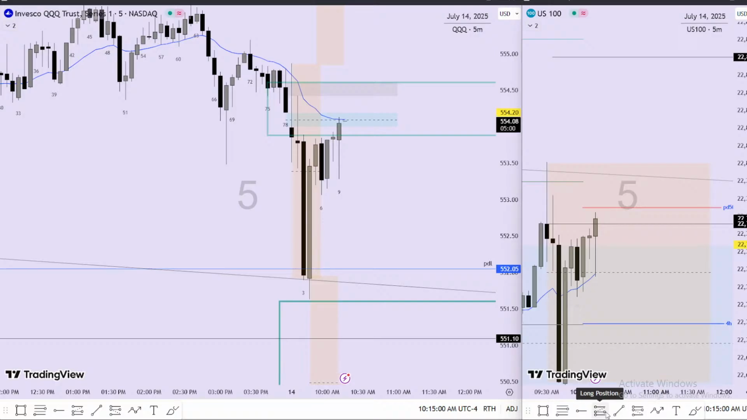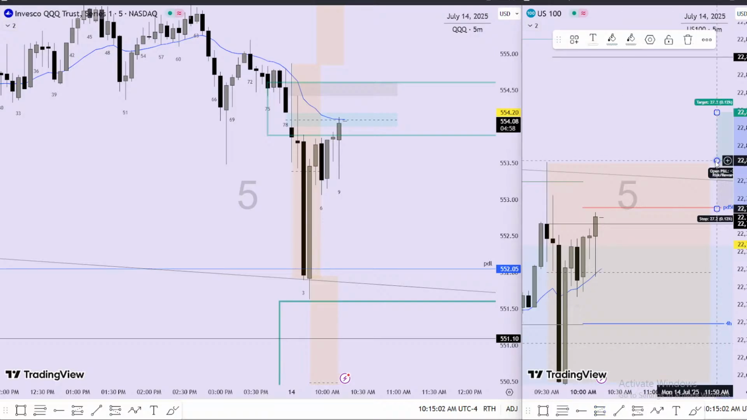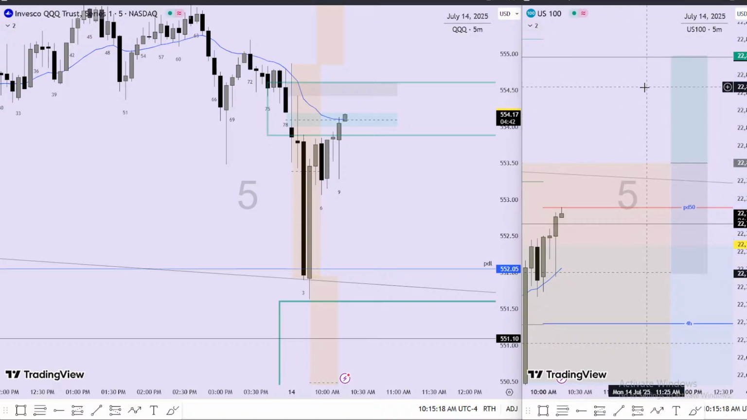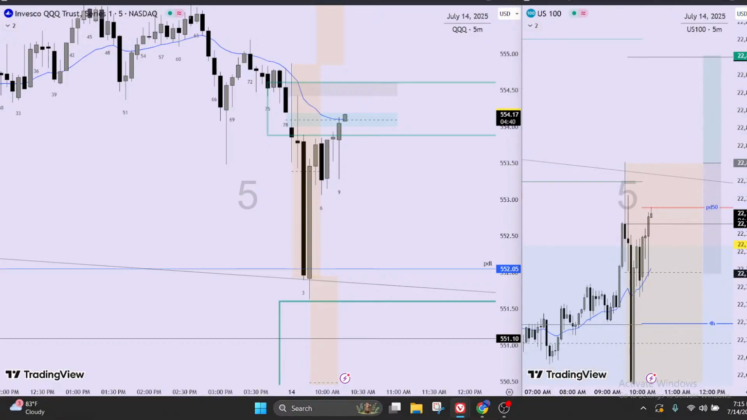Something like this. Get a long position open, 59 points, risking 50. Something like this.